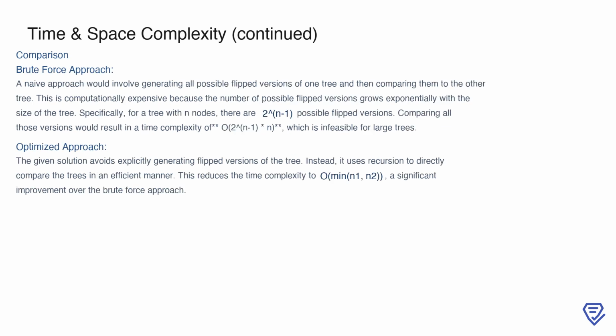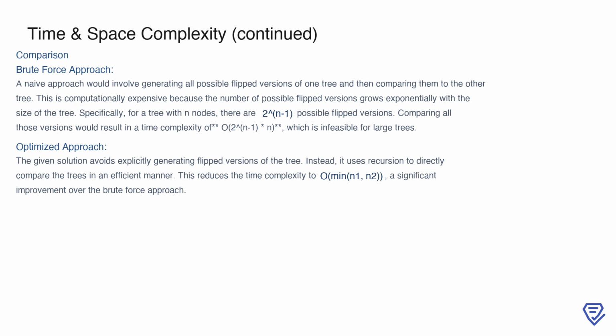If we compare this optimized approach to a brute force method, the difference in efficiency becomes clear. A naive approach would involve generating all possible flipped versions of one tree and comparing each version to the other tree. This is computationally prohibitive because the number of possible flipped versions grows exponentially with the size of the tree. Specifically, for a tree with n nodes, there are 2^(n-1) possible flipped versions. Comparing all of these versions would result in a time complexity of O(2^(n-1) * n), which is entirely infeasible for larger trees.